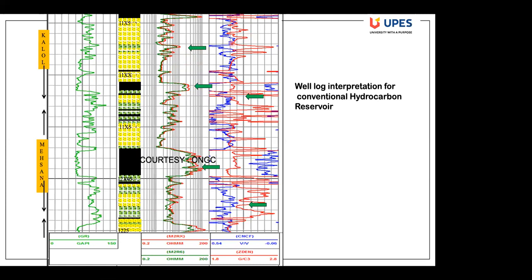Then you have to find out where the low density zones are. Density is shown by the red color, and you can see these zones. I think you can see my cursor here. This is the first one, and this is the second one, where you have low density and high porosity.